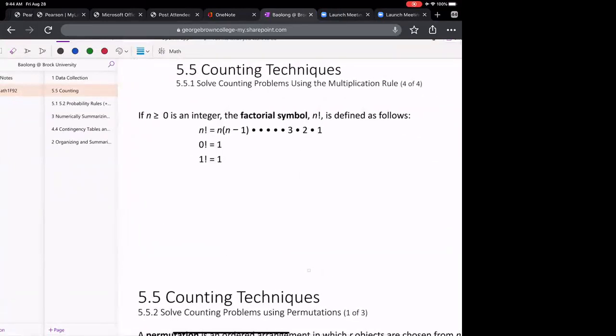Next, we define a terminology, the factorial symbol, n factorial, n followed by an exclamation mark. The definition is n factorial equals n times n minus 1 times n minus 2, etc., times 3 times 2 times 1. By definition, we also define 0 factorial equal to 1 and 1 factorial equal to 1.